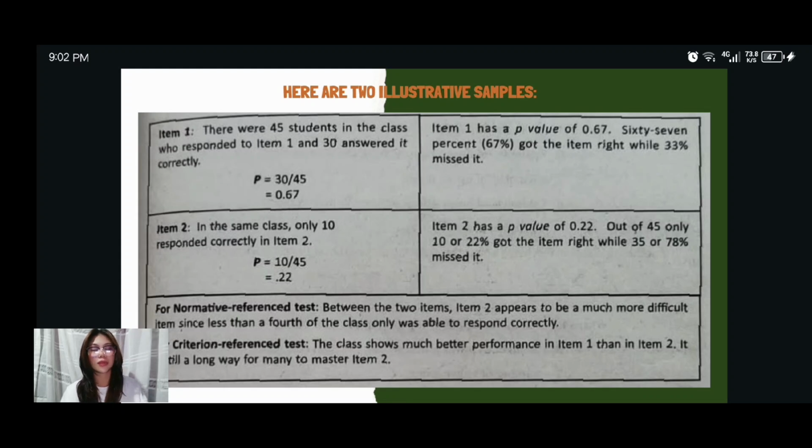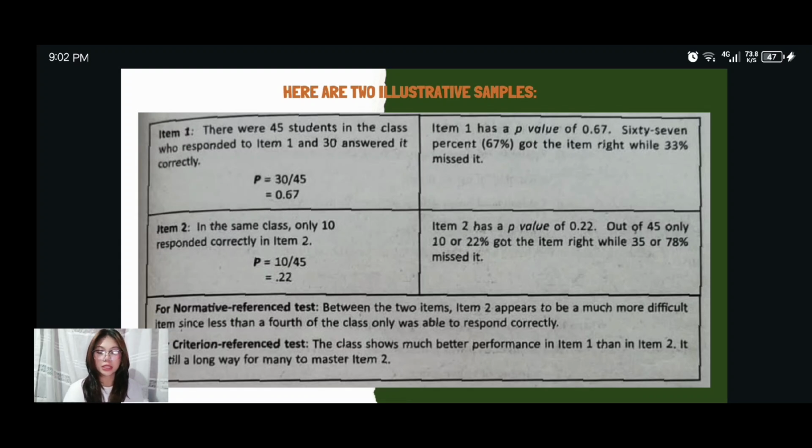From the normative reference test perspective, the analysis is that item 2 is considered much more difficult than item 1 because less than a fourth of the class could answer it correctly. A normative reference test compares a student's performance against the performance of other students. Since a small percentage answered item 2 correctly, it is deemed difficult relative to the group. That's for the normative reference test perspective.